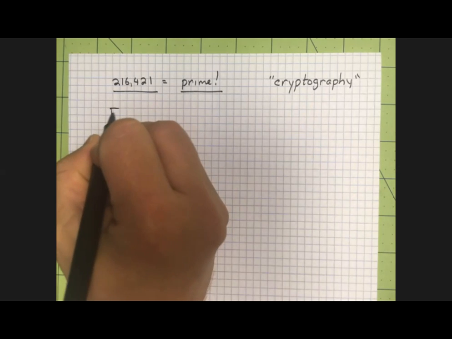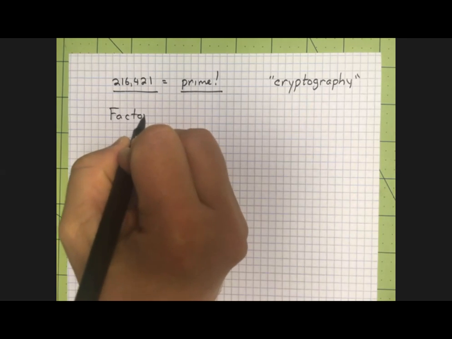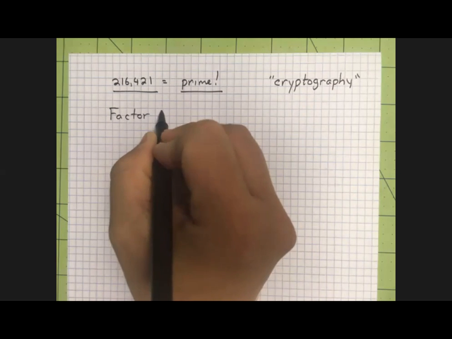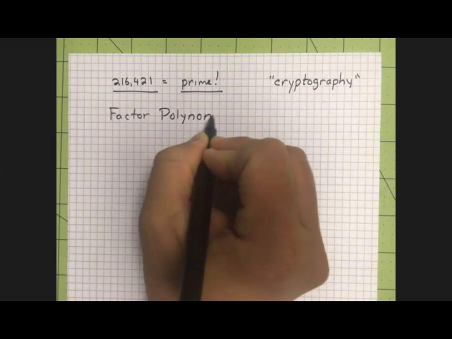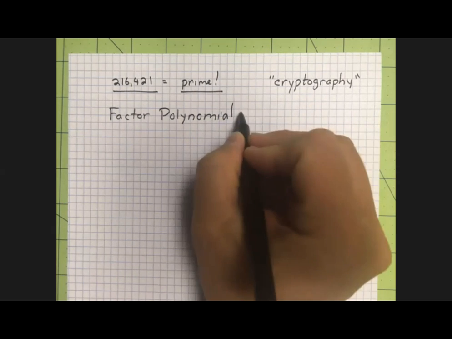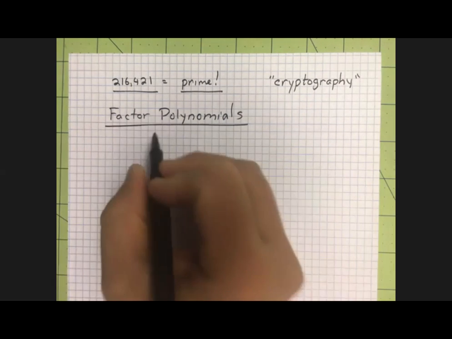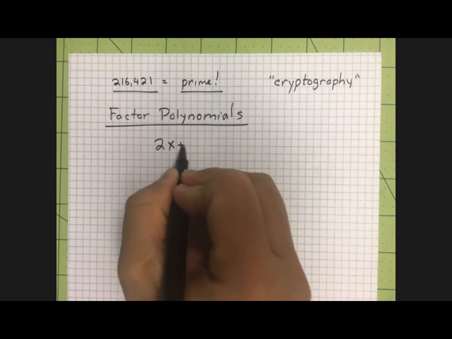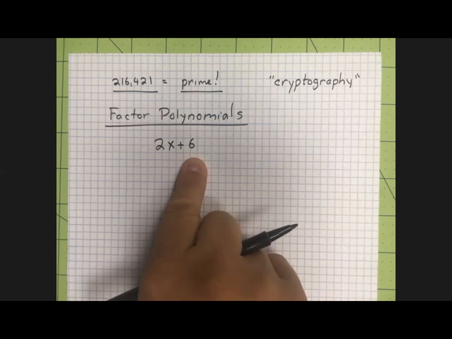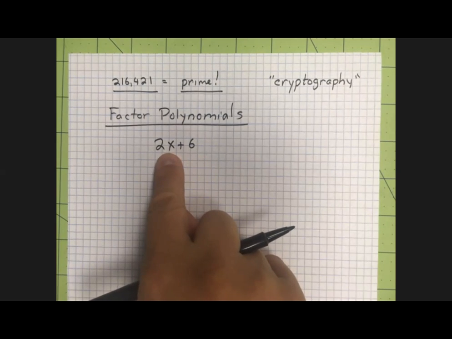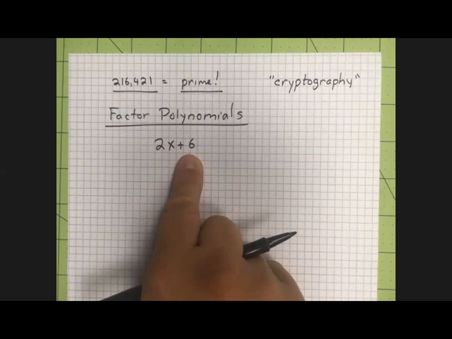Okay, then let's move on. Although factoring numbers by itself would be enjoyable, we're interested in factoring these things called polynomials. Here's a very simple polynomial. 2 terms, degree 1, a binomial, if you will.